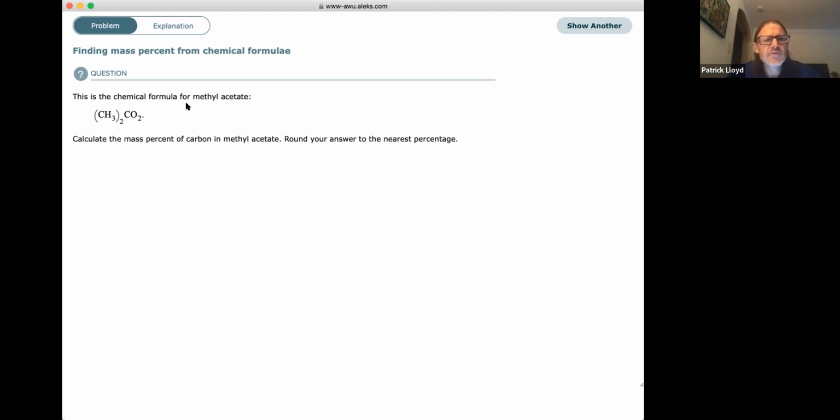So this is the chemical formula of methyl acetate. It's got carbon atoms and hydrogen atoms and oxygen atoms in it. Calculate the mass percent of carbon in methyl acetate. Round your answer to the nearest percentage. Okay, so let me stop share there. I'll bring this up here, and let me write the formula down. It's CH3 2 CO2, methyl acetate.